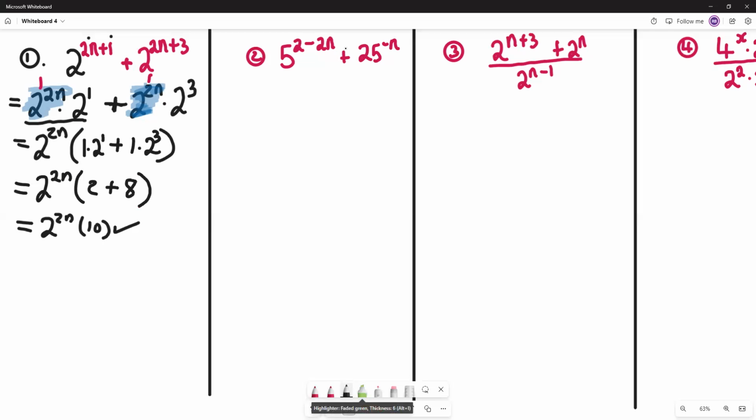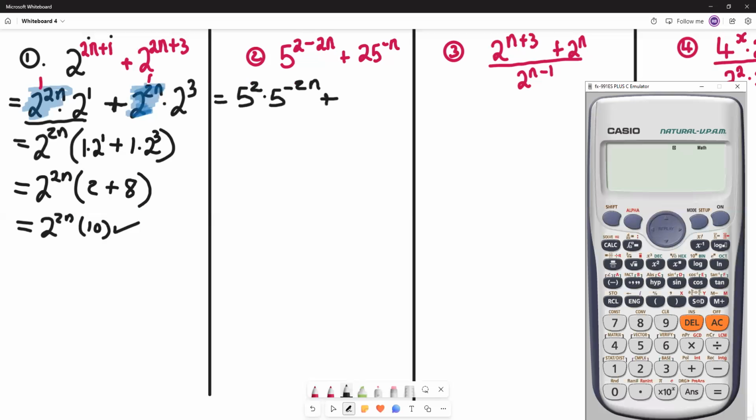Remember, I said if I see a plus or a minus, I'm going to basically split first. So I'm going to have 5 to the power of 2 dot 5 to the power negative 2n, and then plus here I'm having 25 to the power negative n. So the rule is this, ladies and gents. I'm going to take my calculator out to show you how this works. Okay, sharp. Let me do this quickly.